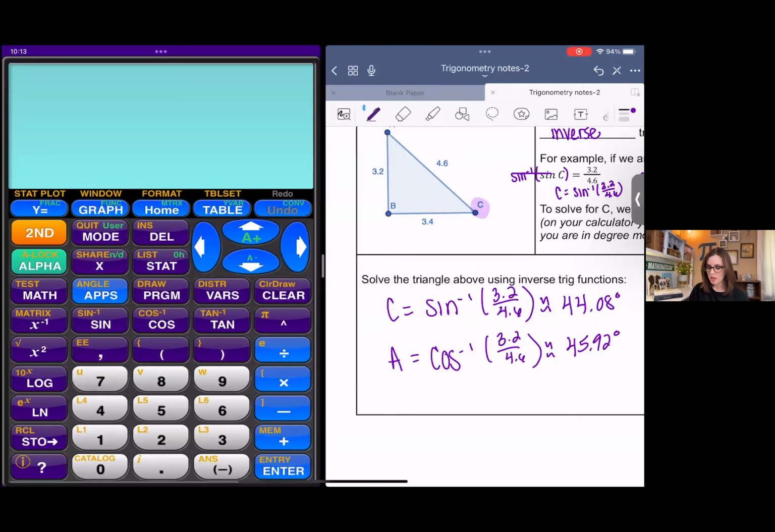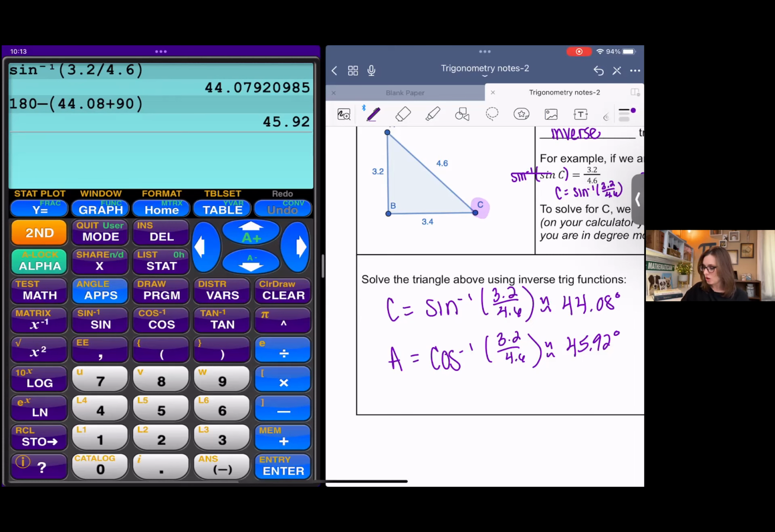Okay, so for angle C, if you were to type that in, you're going to do second sine to grab that inverse function. And we have 3.2 over 4.6. And we get about 44.08. And then for the last angle, you can just do 180 minus 44.08 plus the 90-degree angle. Or you can use cosine in those same two sides to get 45.92 for the missing angle.